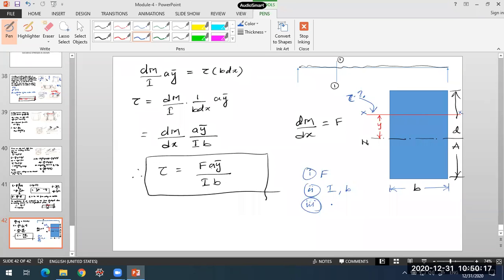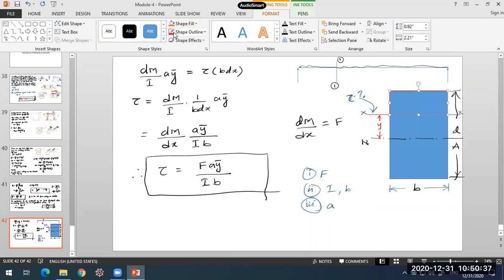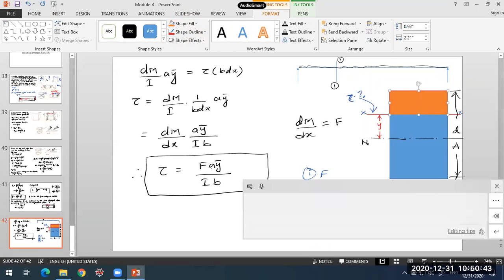Then what is the area? What is this area A? It is the area of this particular part of the beam above this section. All of this will come in this area A. So you have to find the area A above this section. Whatever area is there above that section will come over here. So this will be the area A.